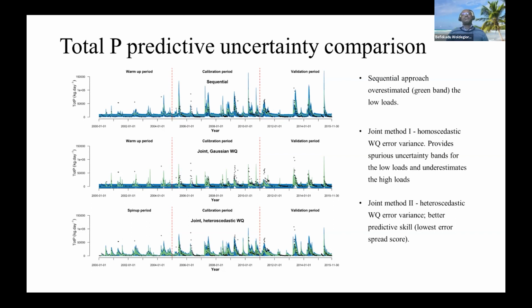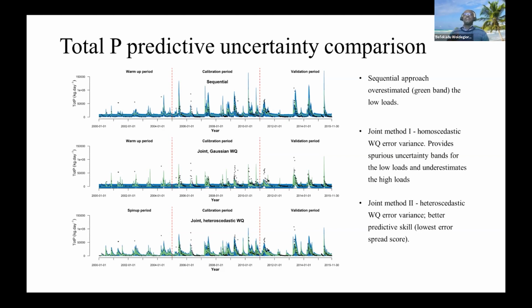Whereas the joint method, which fits a Gaussian distribution with a heteroscedastic variance, which means the variance is expressed as a function of the total phosphorus magnitude, provides the lowest error spread score, which is an indication that it had better predictive skill. It also provided better goodness of fit measures compared to the other two methods.